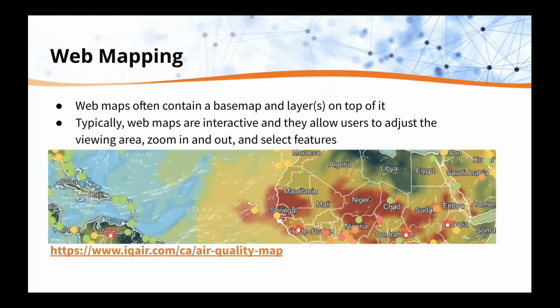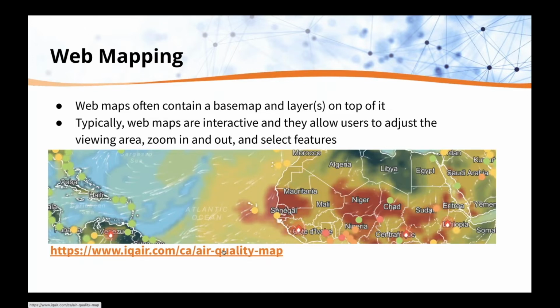Oftentimes, a web map consists of a base layer. So the base layer is like a reference on the world, and then layers of data on top of it. They're often interactive. You rarely see static web maps anymore. So they allow users to adjust the viewing area, zoom in and out, select features to get more information, or even toggle on and off those layers.